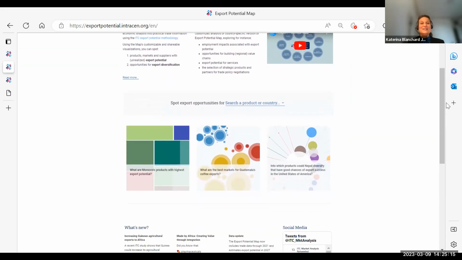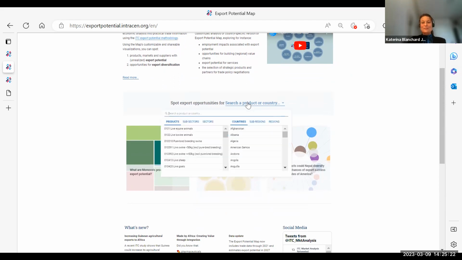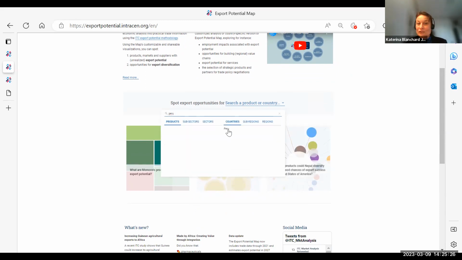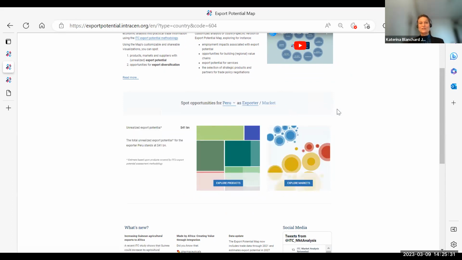So let's help Maria explore the export potential for Peru. We simply enter the name of the country or the name of the product in the system, and we pick the opportunities for Peru as exporter. We immediately see that the estimated unrealized export potential for Peru is at 41 billion US dollars.